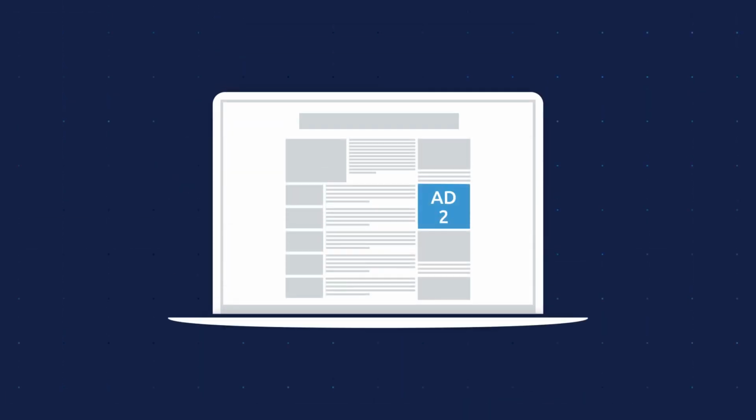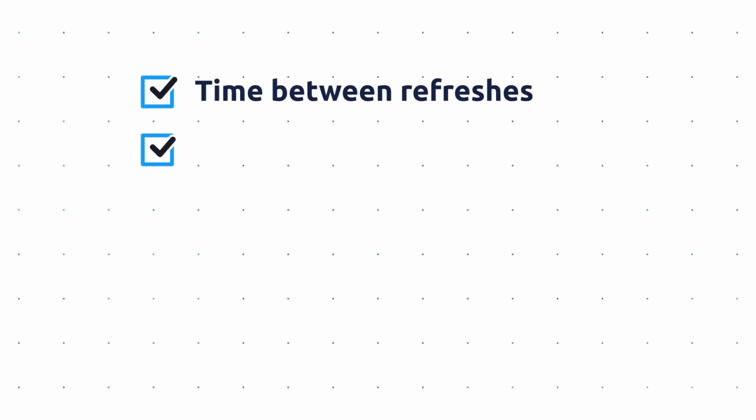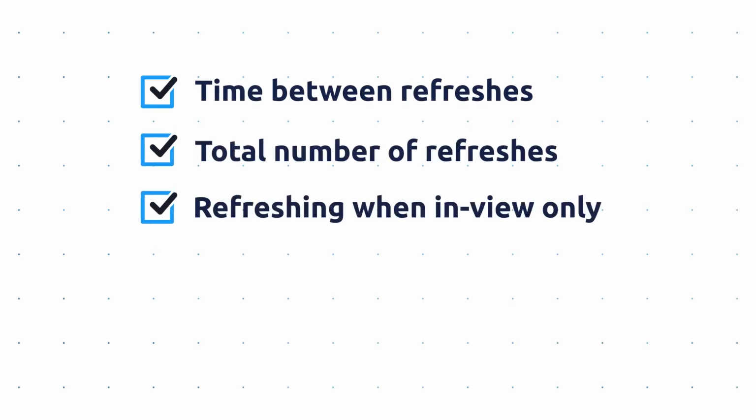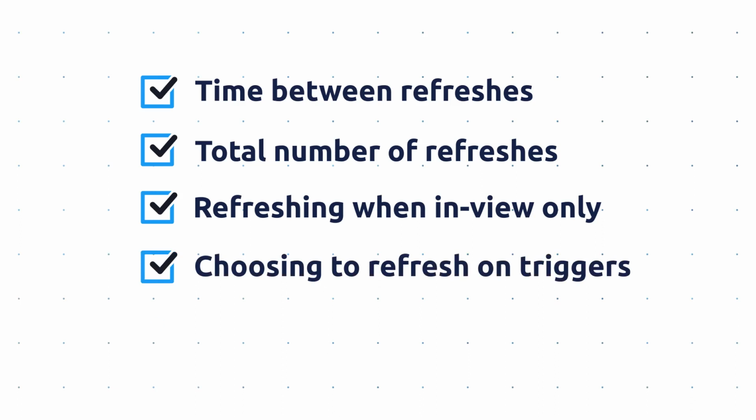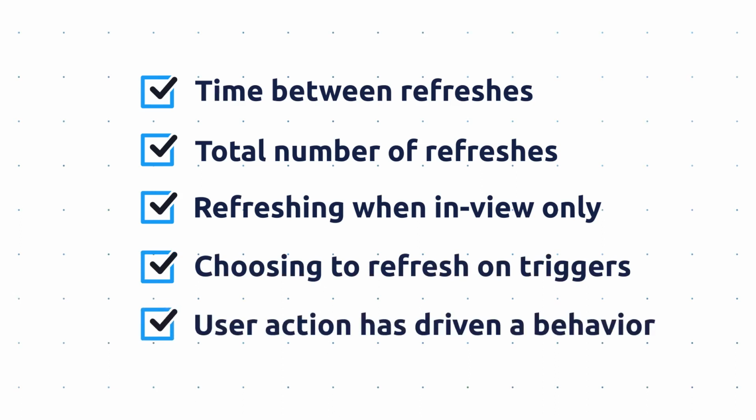Next, let's look at the refresh settings you can adjust. Most ad units will refresh, essentially making a new ad call and replacing the current ad call with a newly served ad after a set amount of time. There are quite a few settings that control the overall refresh behavior of an ad unit, each of which can be changed, tested, and optimized to improve viewability. These settings include the time between refreshes, your total number of refreshes, refreshing when in view only, choosing to refresh on triggers or when a user action has driven a behavior, and the list continues to keep growing as the ad tech industry continues to advance.